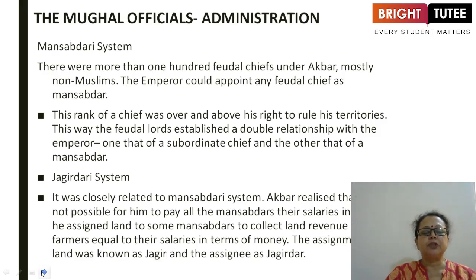This part which we are coming to discuss is very important: the Mughal officials and the administrative system during the Mughal period, and how it was followed by the Mughal rulers. This is the Mansabdari system. First of all, we are coming to discuss the Mansabdari system.